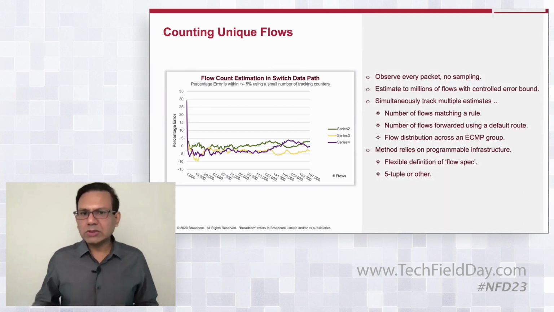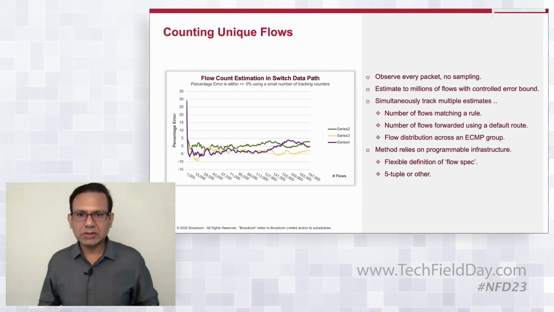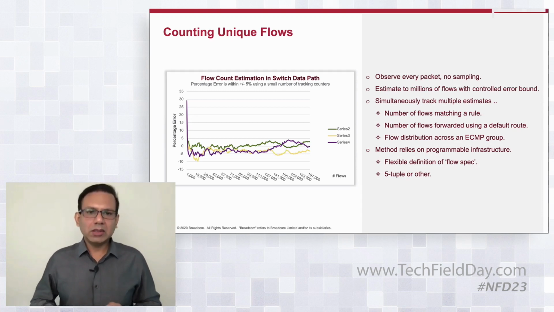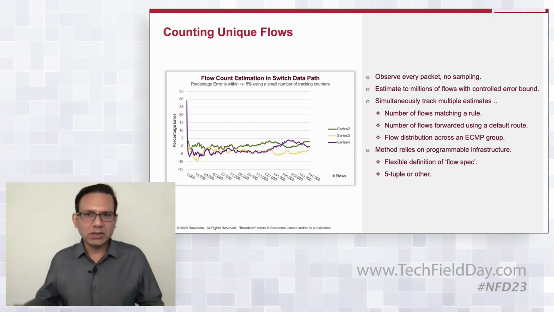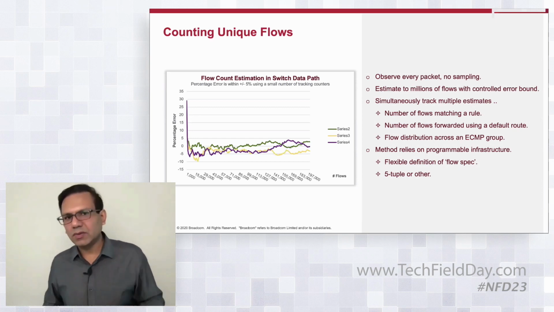Again, key points: we are observing every packet. There is no sampling, which means that you are not going to miss the small flows or even single shot RPCs. The algorithms can estimate to millions of flows with controlled error bounds. We can simultaneously track multiple estimates. You can have an estimate of the number of flows that match a rule, which could be identifying applications, which could be identifying customers. The number of flows forwarded using a default route.